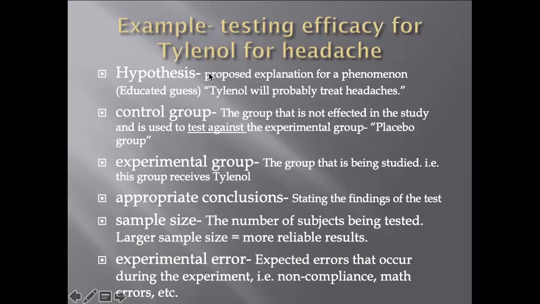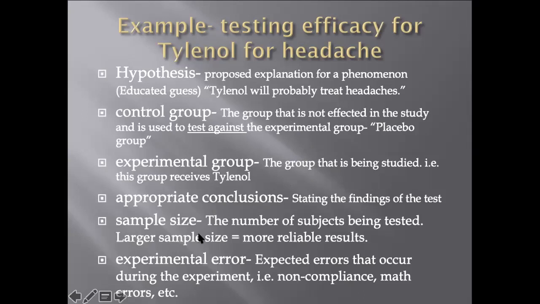Your hypothesis, your educated guess. The control group is the group that's been given placebo usually. The experimental group gets the actual drug or substance that's being studied. I gave little Tylenol examples here to make sure you understand it. Appropriate conclusions, that's just stating what you found, sample size.